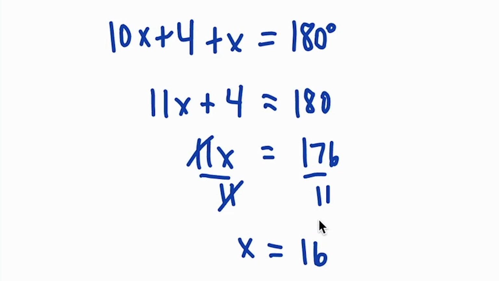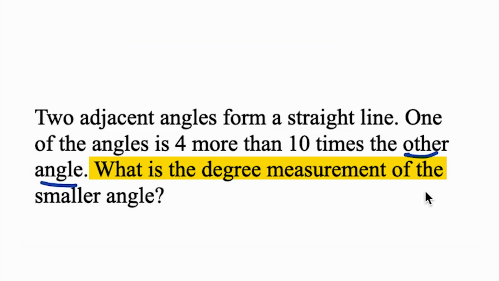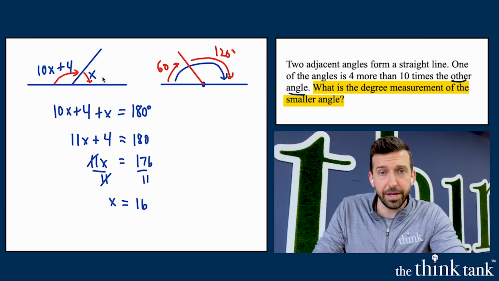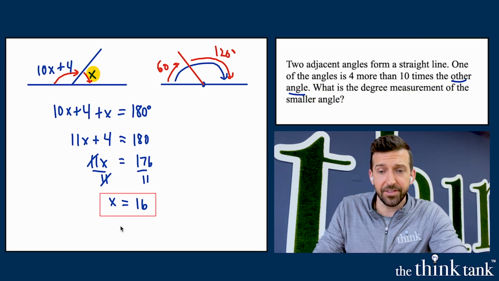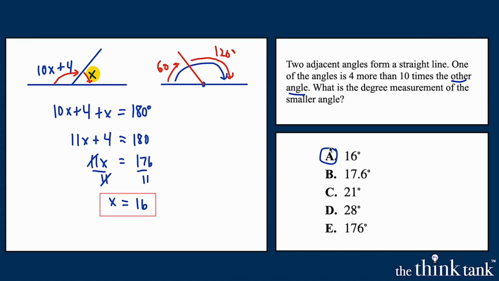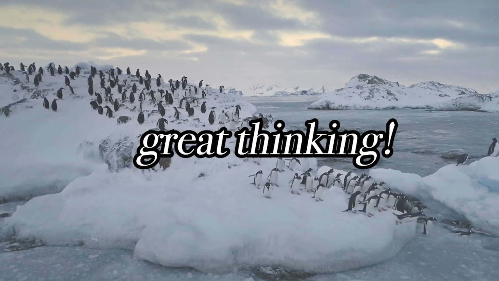Now let's make sure we're answering the question correctly. It said, what's the degree measurement of the smaller angle? Well, let's look at our picture. Our smaller angle was x. So that means x is really the answer to this problem. It means the smaller angle here is 16 degrees. So our answer is A, and if you got it, great thinking.